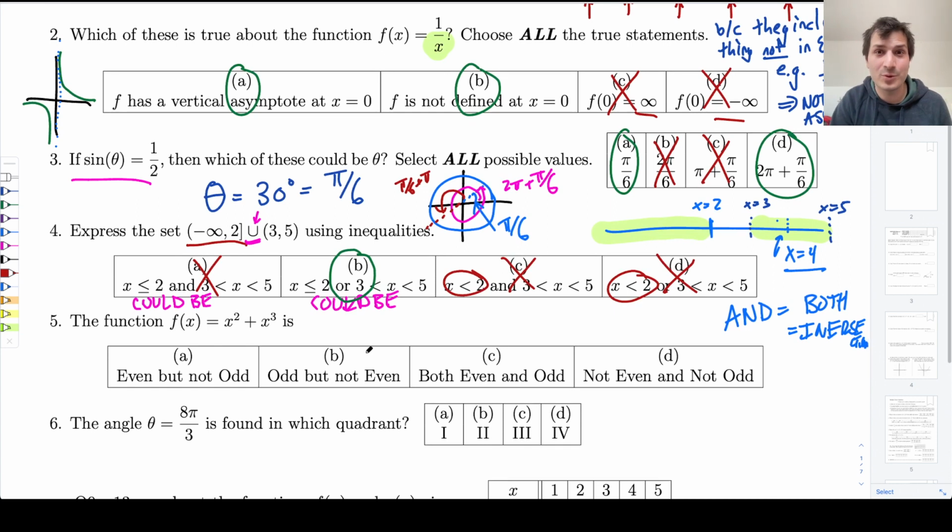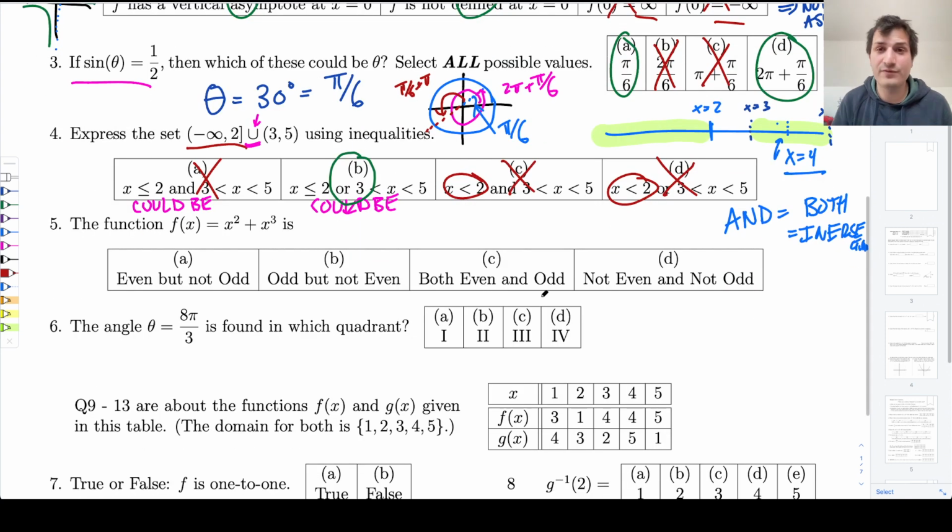So this one was pretty poorly done. A lot of people got mixed up and chose A, or otherwise messed up C and D. Okay, question 5. The function x squared plus x cubed.